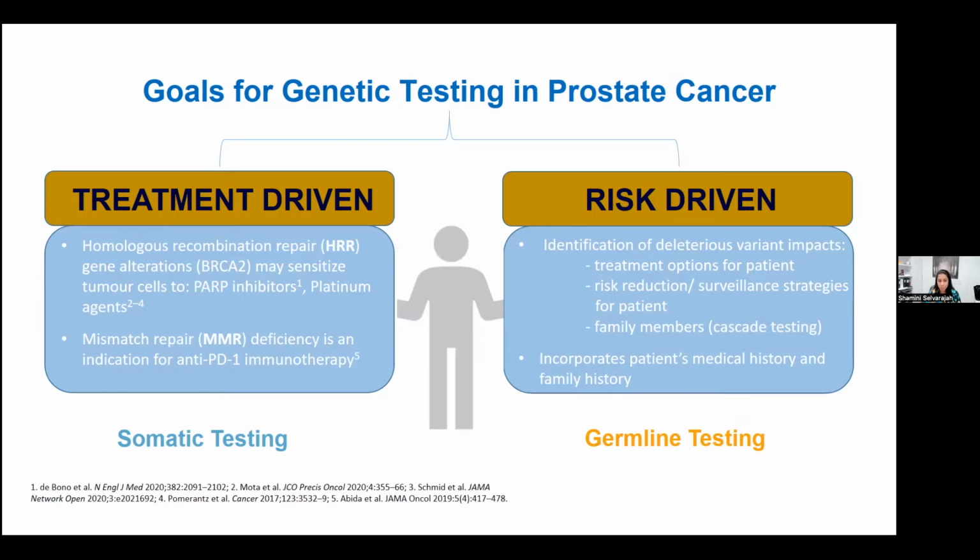The other one is risk-driven, and this is to look at the patient's blood sample to look at the germline DNA and see if they have any deleterious or pathogenic alterations that would impact not only their treatment options, but also give them risk reduction or surveillance options for the patient themselves. And also, if they're found to have a germline variant, it enables the family members to undergo cascade testing. And generally, when germline testing is done, it also incorporates the patient's own medical history as well as family history.